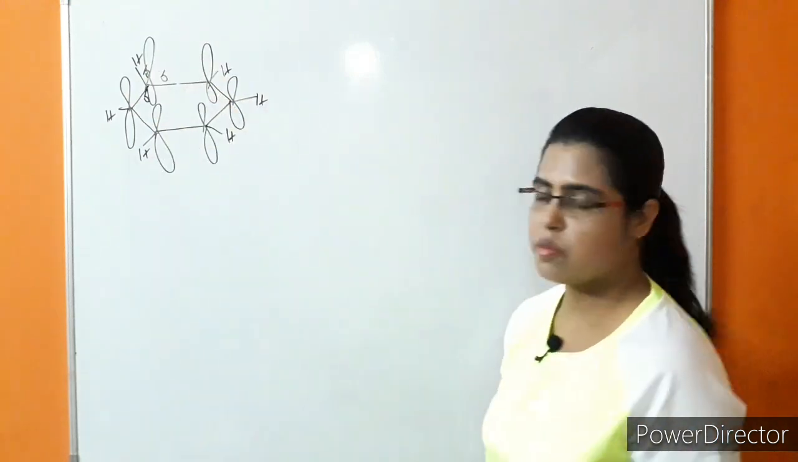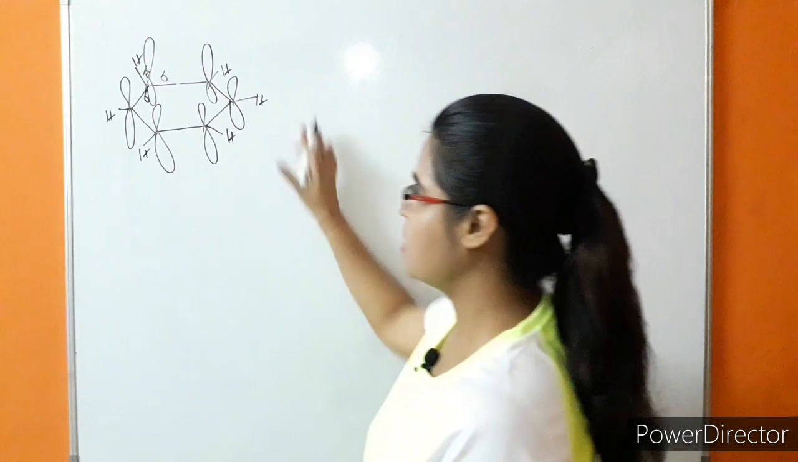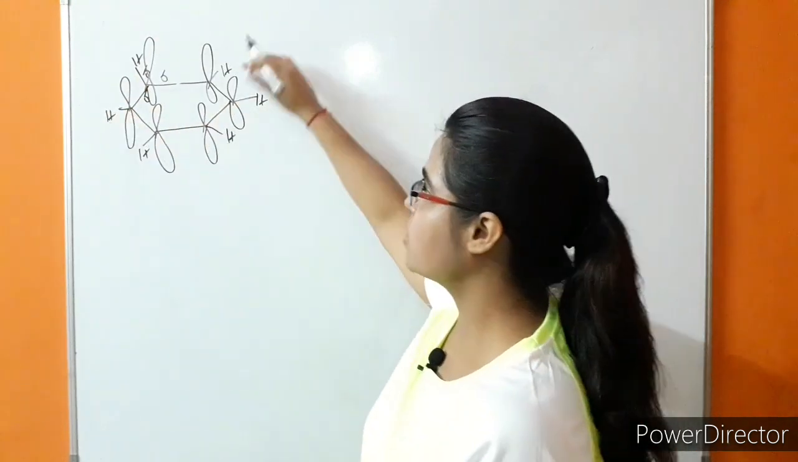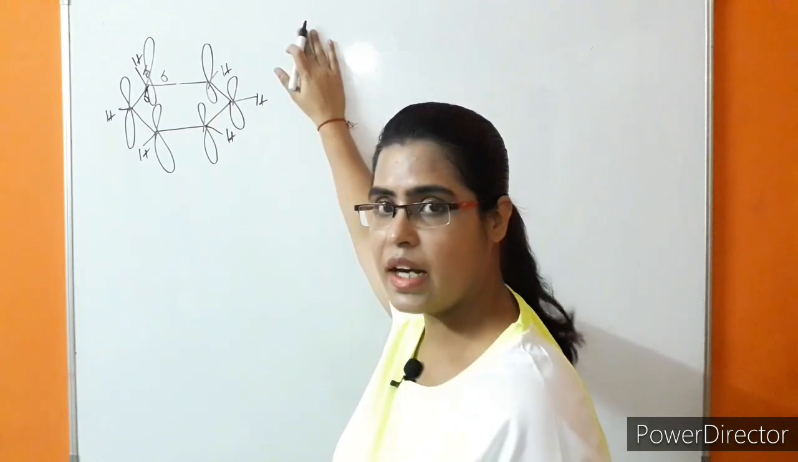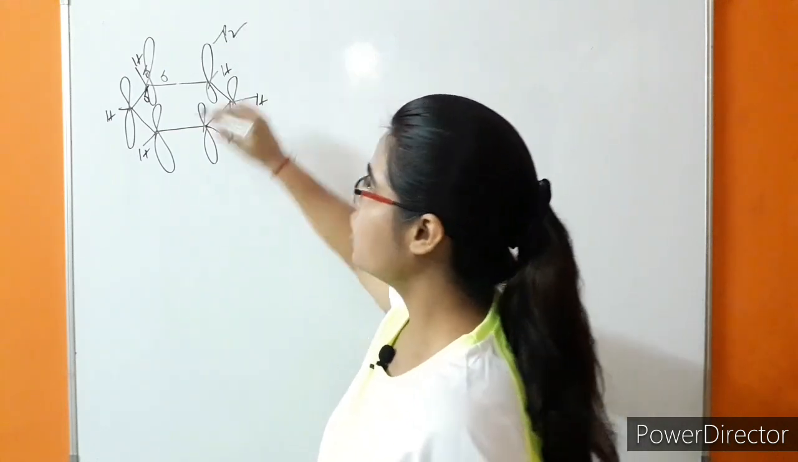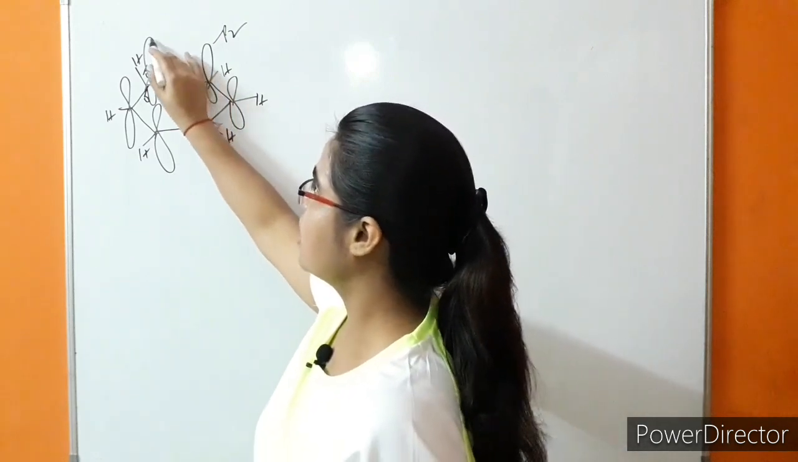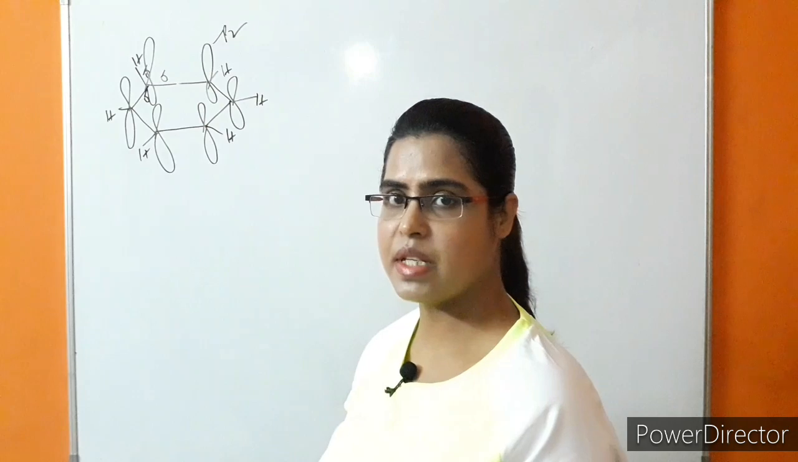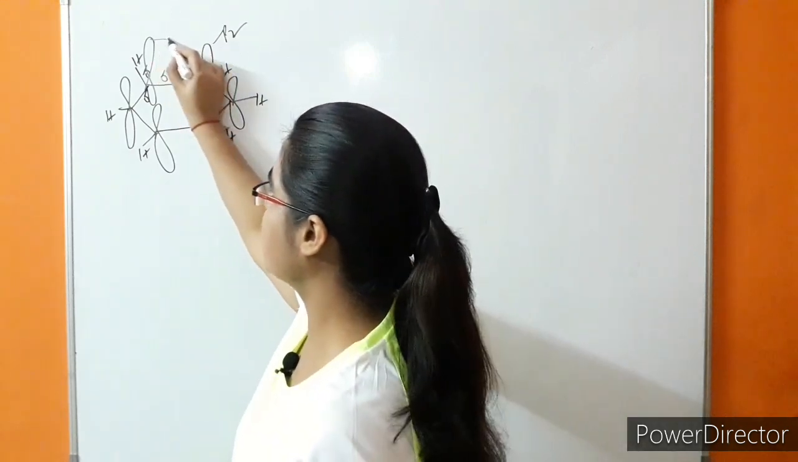So these are the pz orbitals which are present perpendicular to this molecule, the benzene ring. So what is happening? There is one electron, that is a single electron, present in the pz orbital. This pz orbital will overlap with the next pz orbital of the carbon.